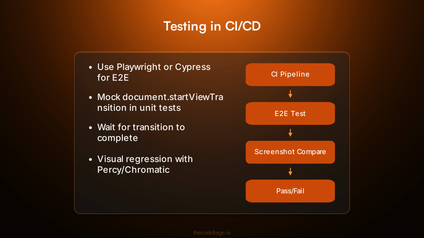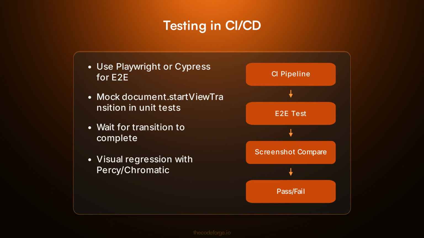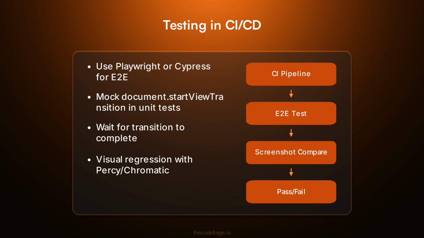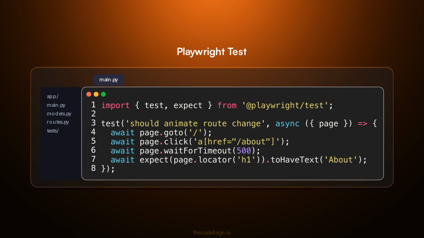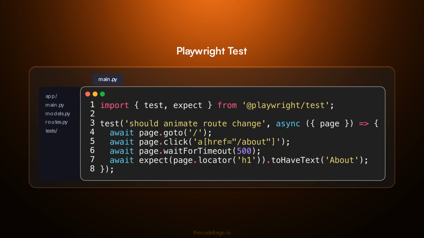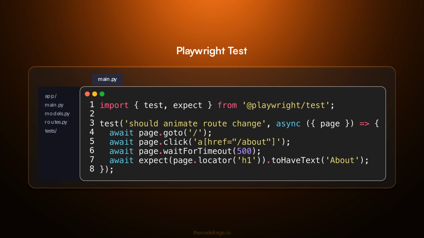Testing animations in CI is challenging. Use Playwright to navigate and wait for transitions to finish. For unit tests, mock the API. Visual regression tools like Percy can catch unintended animation changes. This Playwright test navigates to the About page and waits 500 ms for the transition to complete, then asserts the heading. Adjust the timeout based on your animation duration.